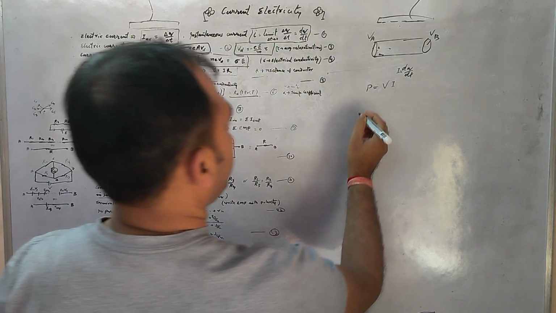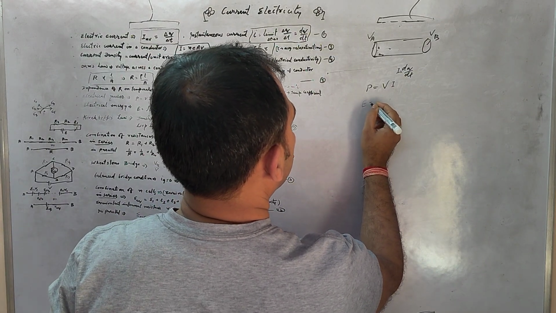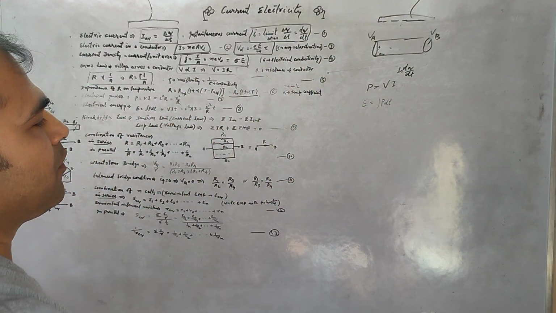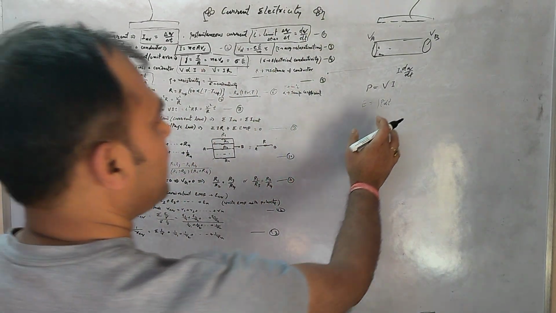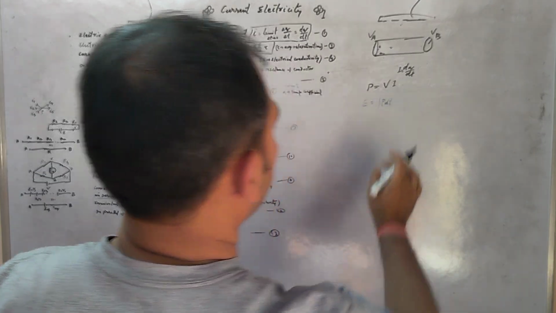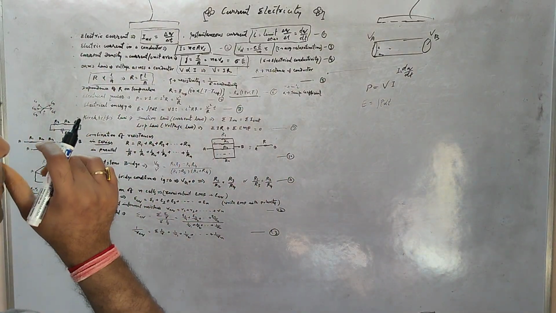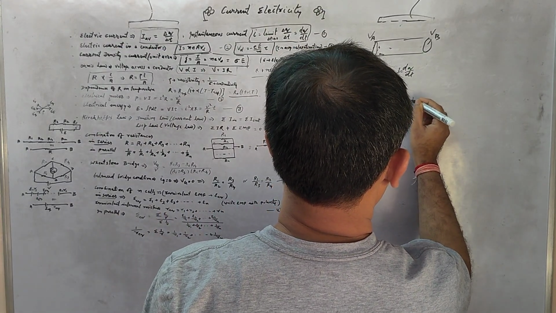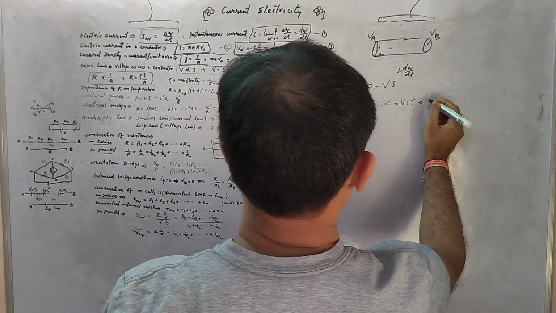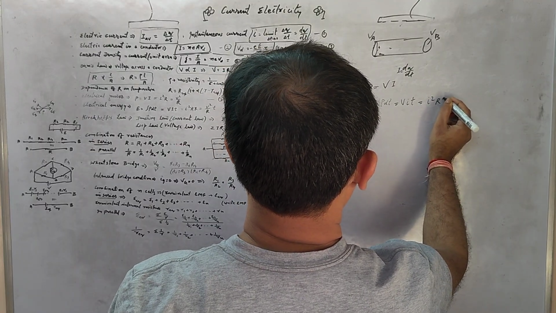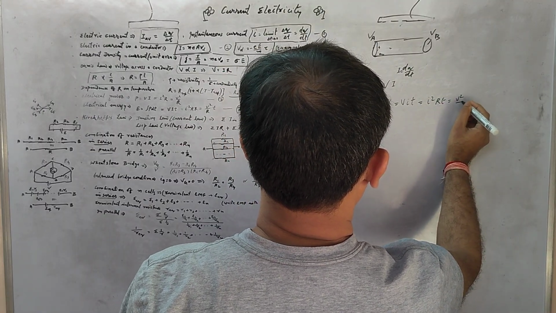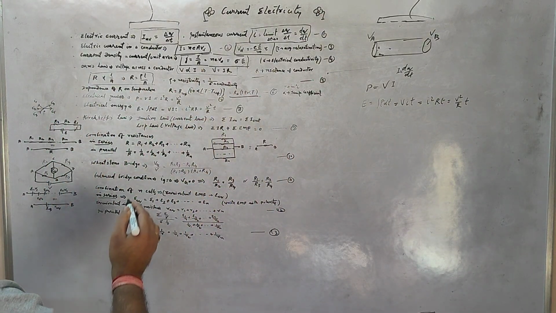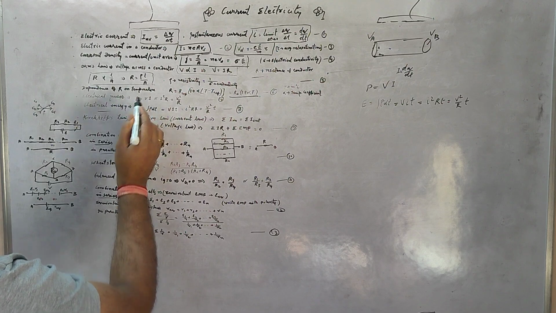Now what will be the electrical energy? This will be P dt, power multiplied with time. So this will be equal to VIT, or I square RT, or V square by R T. So here you have the formula for electrical energy.